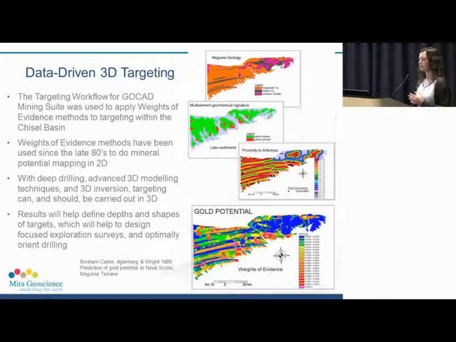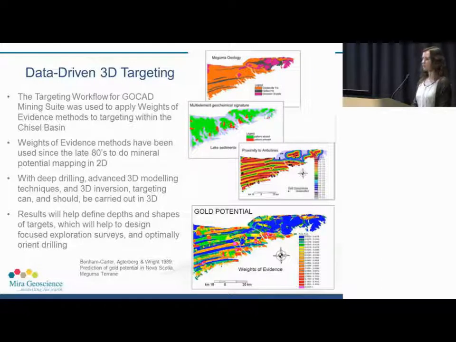and weights of evidence have been used since the late 80s for 2D mineral potential mapping, and that's an example there on the side of the slide, showing 2D mineral potential mapping at a regional scale in Nova Scotia, the Meguma terrane. So we have several different evidence layers: geology, multi-element geochemical data, structural information. This is proximity to anticlines. And then this information is compiled or combined to give you a probability model.